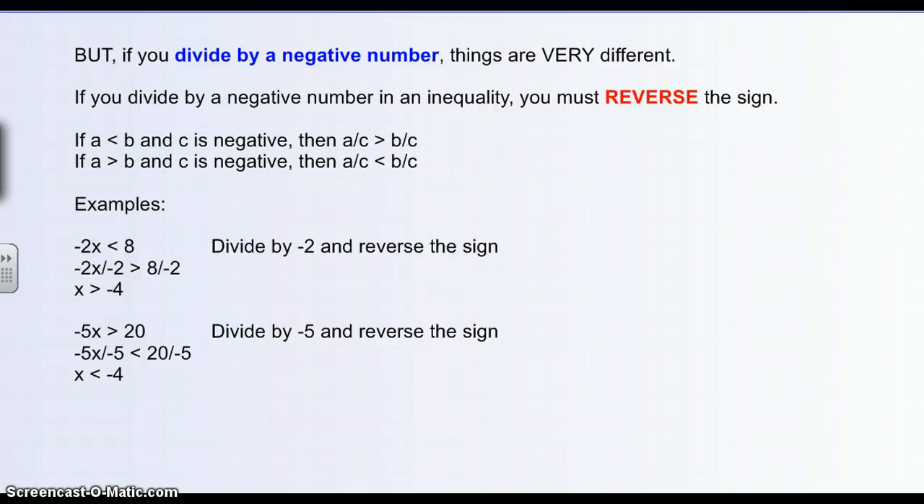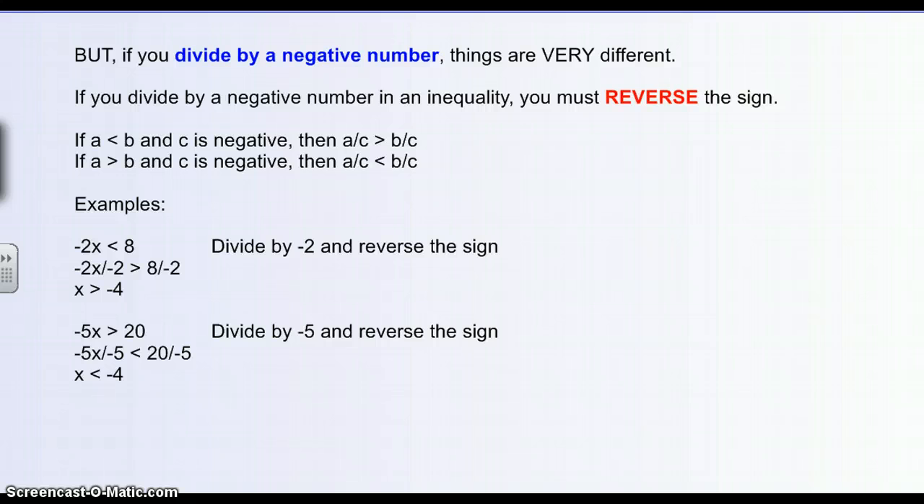So you'll see I have negative 2x divided by negative 2, and I reverse the sign to greater than 8 divided by negative 2. Make sure you're dividing by the same thing on both sides. X is then greater than negative 4.